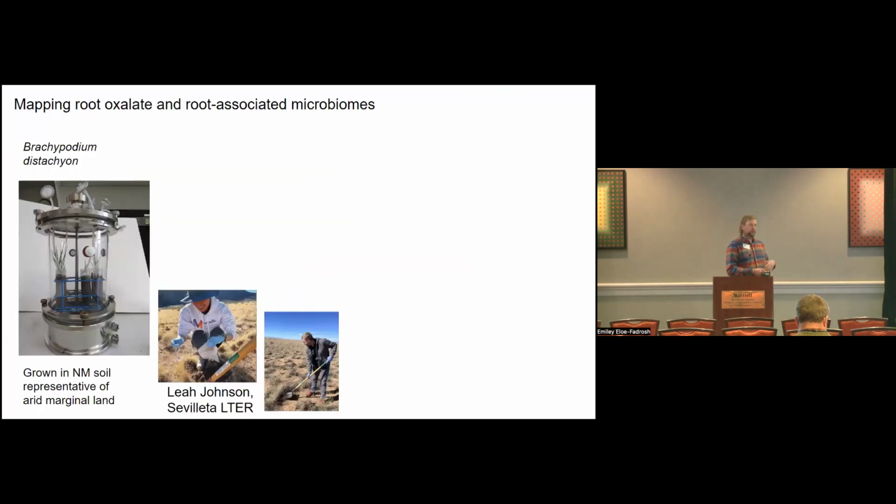So we did some pretty basic experiments up front where we grew Brachypodium in our modified bioreactor system so that we could do both sterile and non-sterile conditions. And you can see one of our team members, Leah Johnson, and I out here collecting soil samples from this arid grassland, which is one of our model systems, potentially a future climate change type scenario. And we know that there are oxalotrophic organisms here, both fungi and bacteria, so we want to know more about how these might fit into this system.